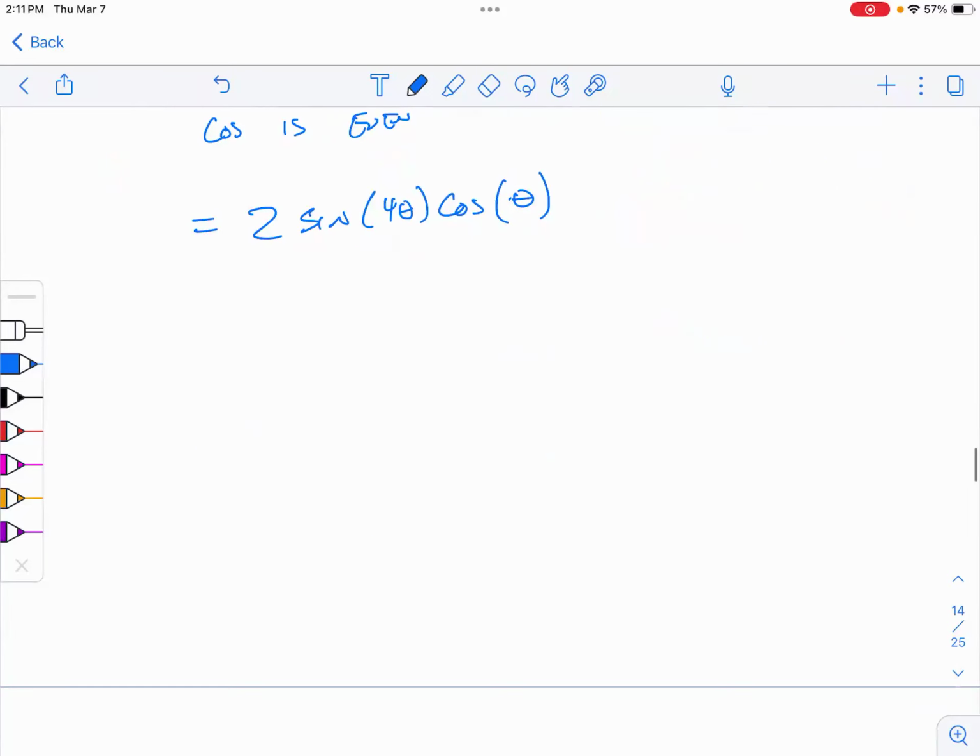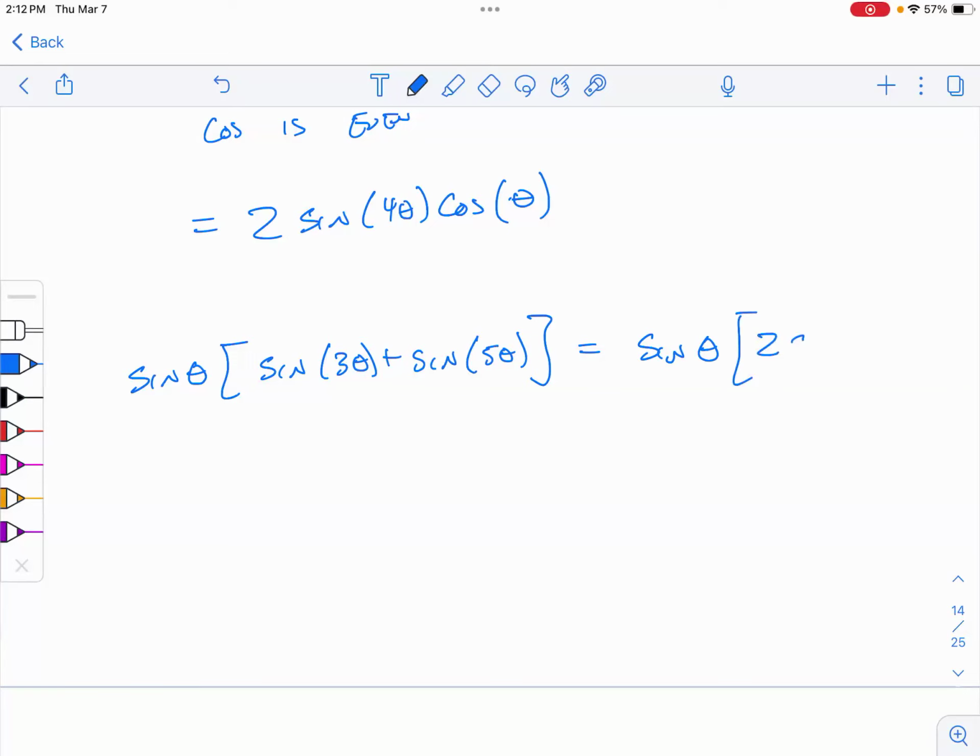Okay, so now let's plug that back in. All right, so once again, we started with sine theta equals sine of 3 theta plus sine of 5 theta. So this now becomes sine of theta times 2 sine 4 theta cosine of theta.